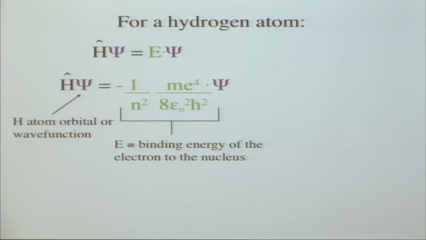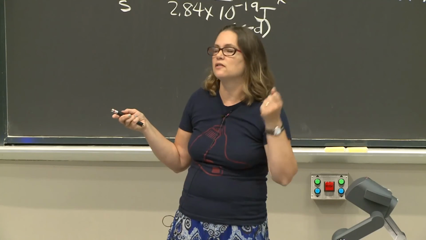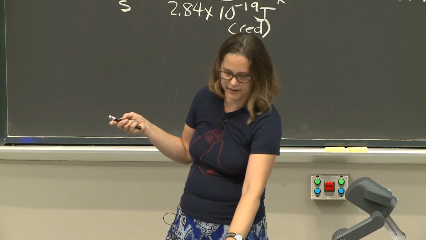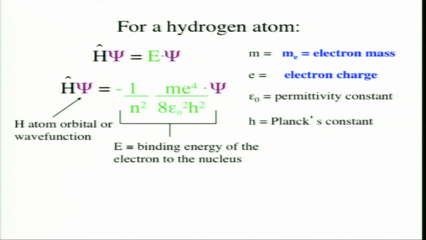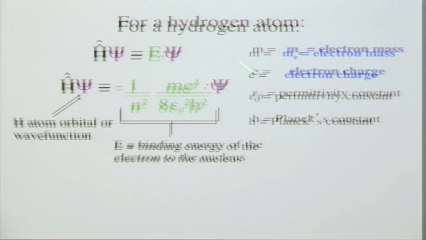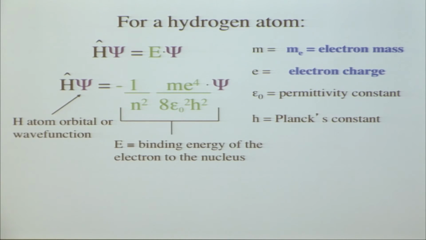So if you solve the Schrödinger equation for this, and I think I did this in college, not in freshman chemistry, but somewhere along the line, you'll come up with this term. Again, this is the binding energy. We just want to know how the electron is being held by the nucleus. And there are some terms in here. We have the electron's mass. That's known. The electron's charge. We have a permittivity constant and Planck's constant.